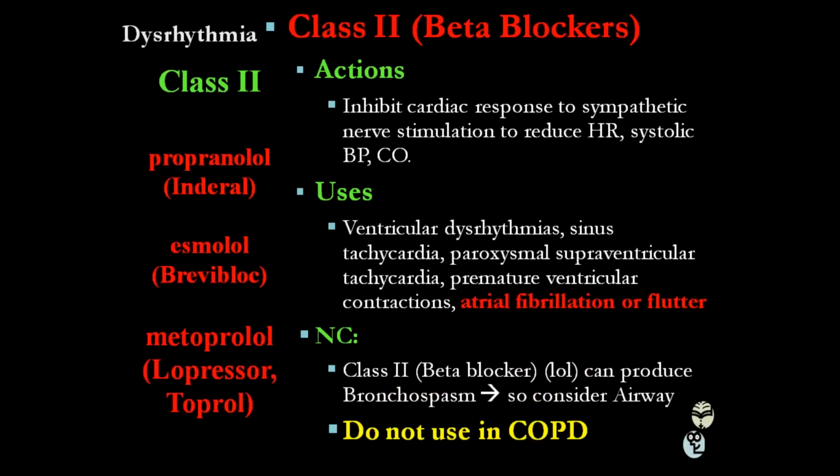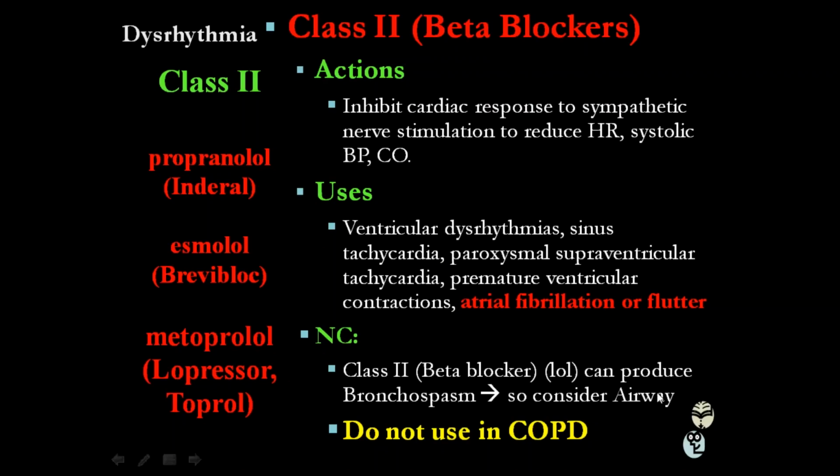We have the lols, propranolol, esmolol, metoprolol, the beta blockers, so class 2. We already jumped from class 1 to class 2. Class 2 is the second letter of the alphabet, beta blocker. The consideration I want to talk about here is that we don't use them for COPD, for obvious reasons, right?